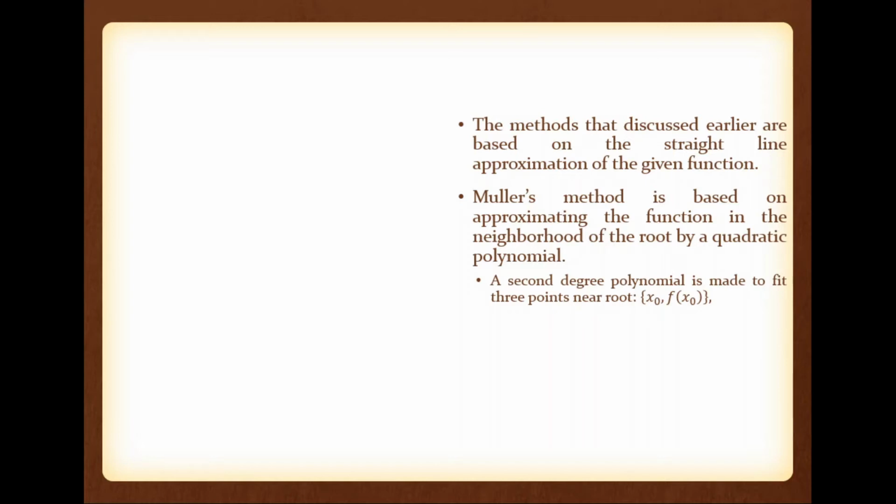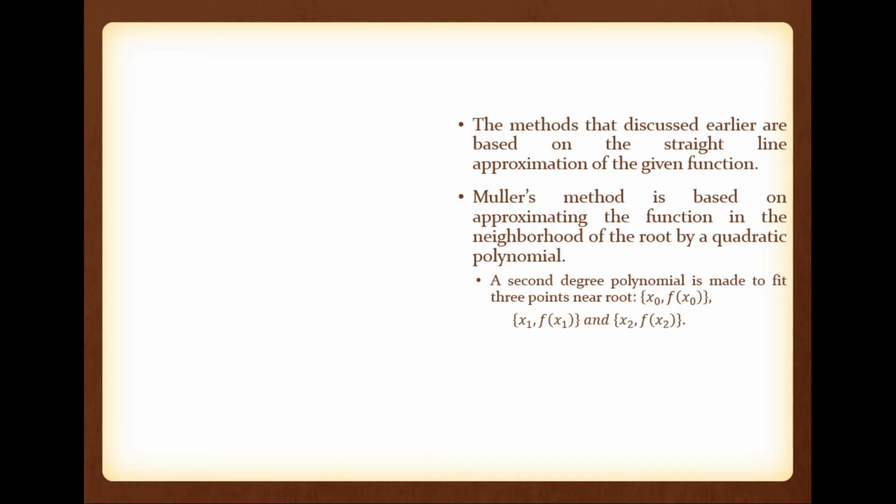We can take the three initial conditions as x0 comma f of x0, where x0 is the initial condition and f of x0 is the value of the function at x0, x1 comma f of x1, and x2 comma f of x2. These are the three initial conditions.